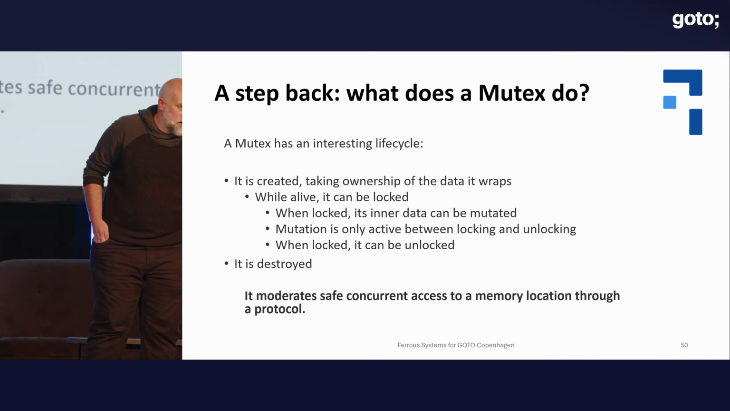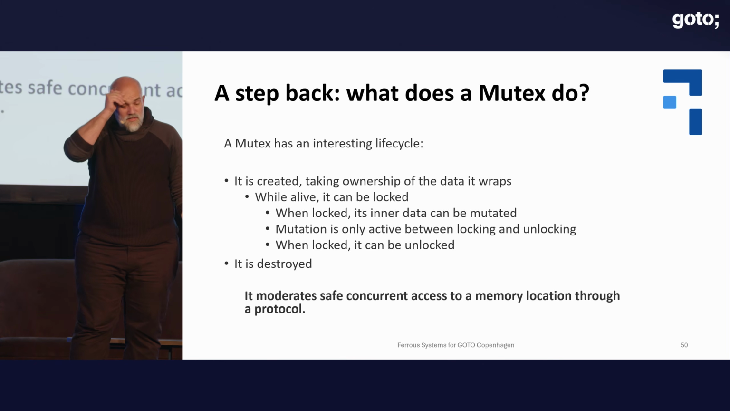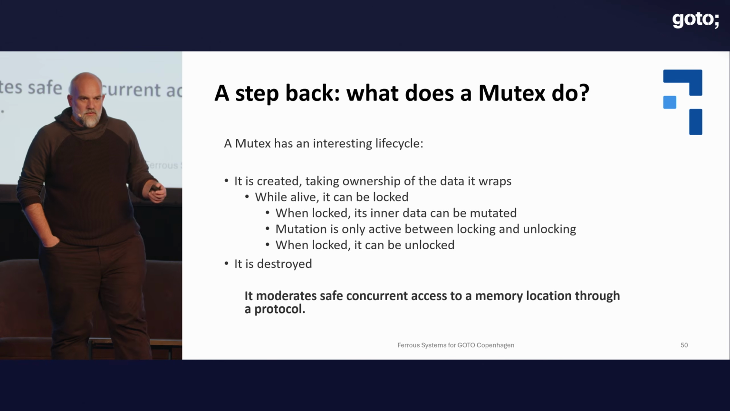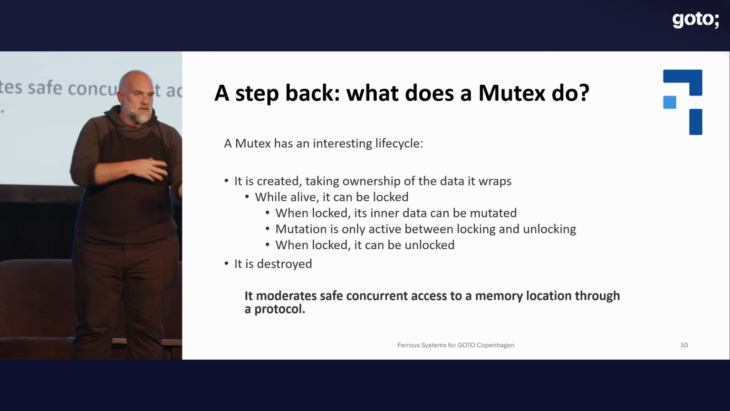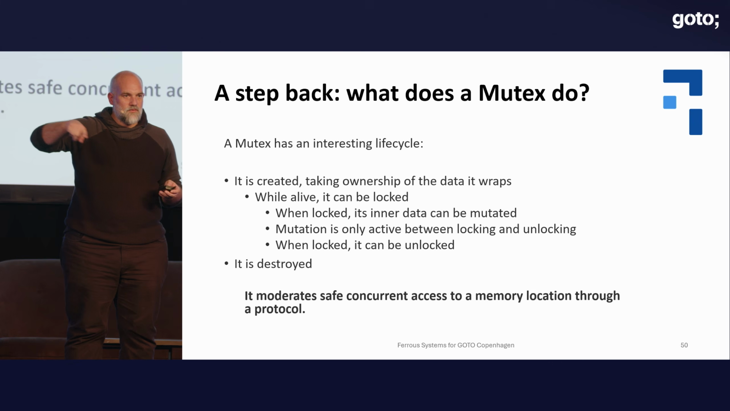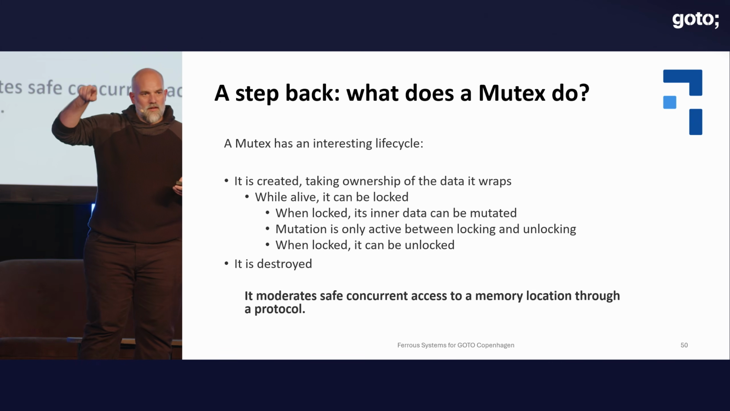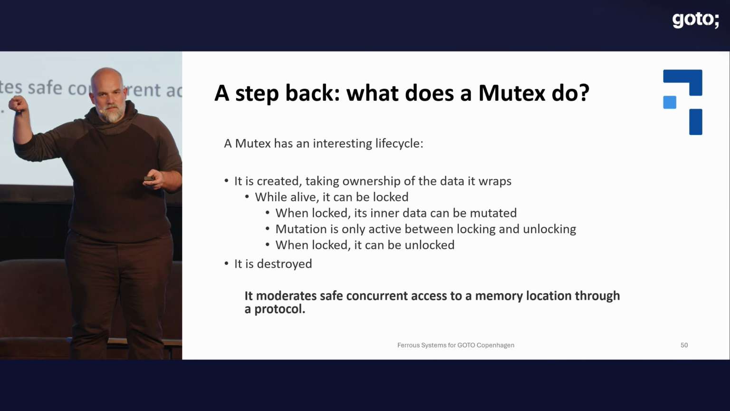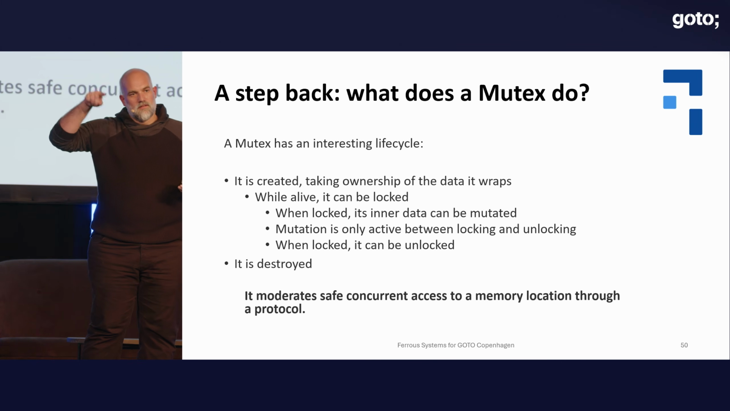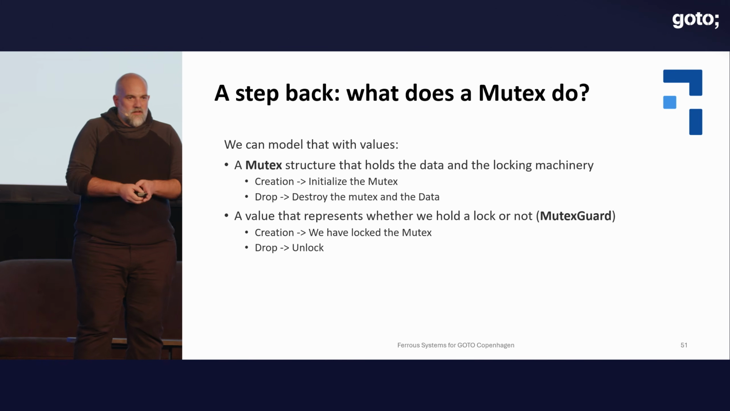So what does a mutex do? Mutex has a pretty interesting life cycle. It is created and at some point destroyed. But while it is created, we can start spinning through this small state machine again. We can lock it. While we have it locked, we can access the inner data. Then we can unlock it, and someone else can lock it, unlock it. And we can model this with values.